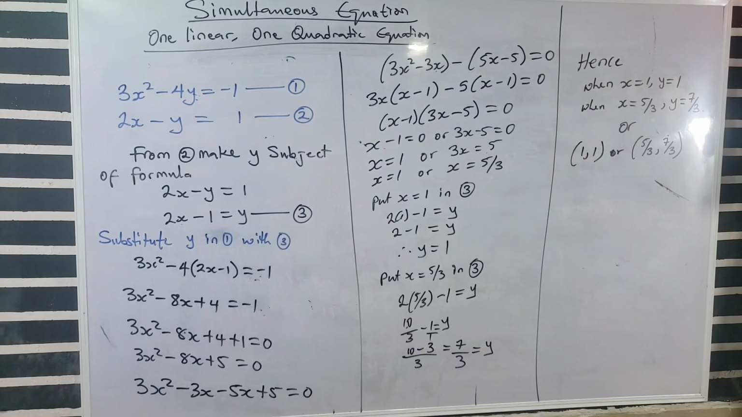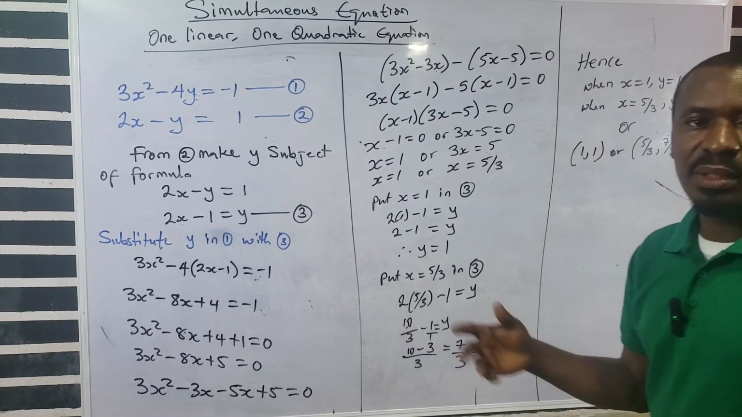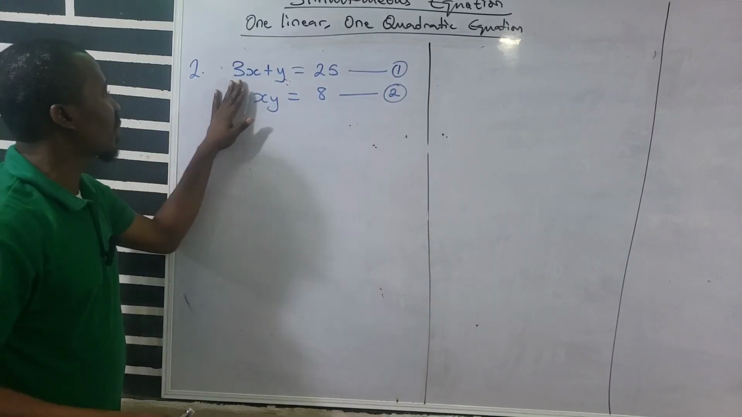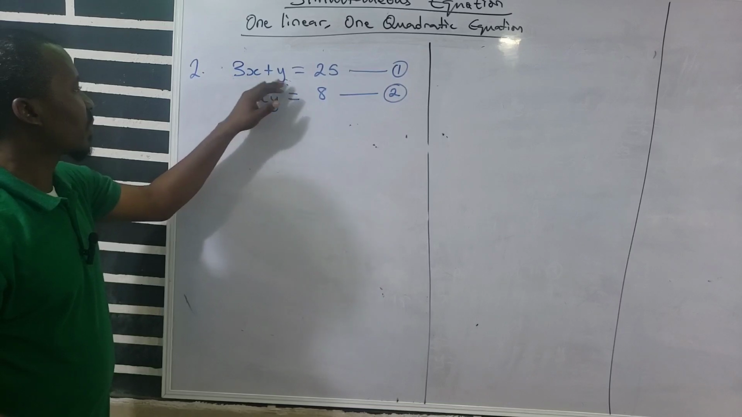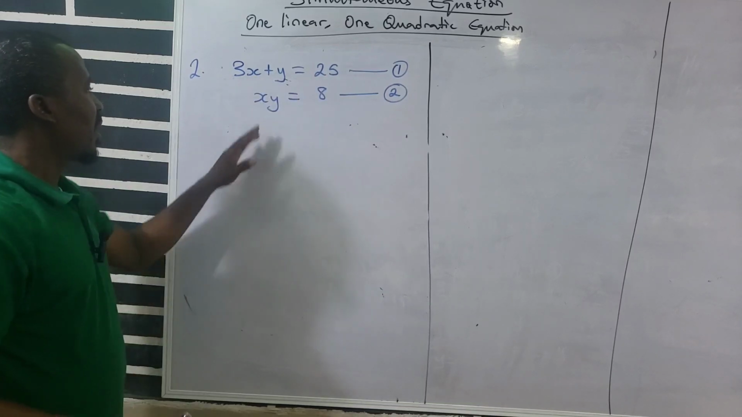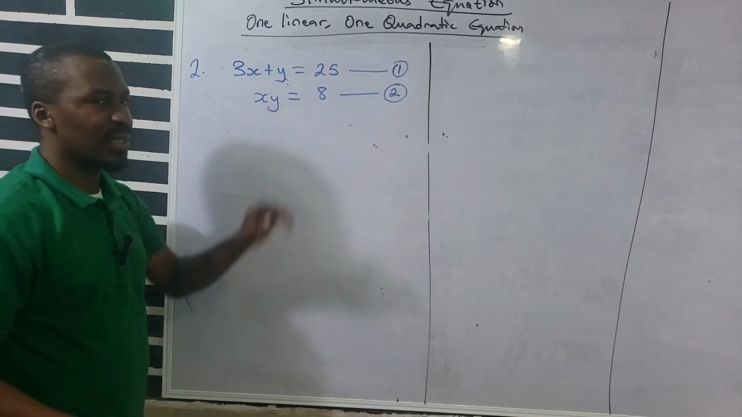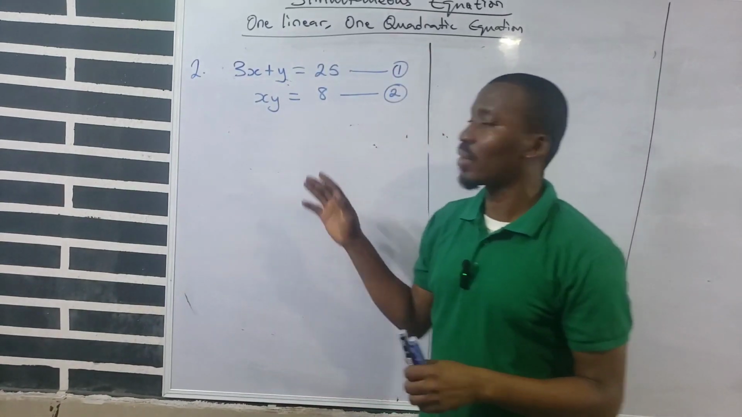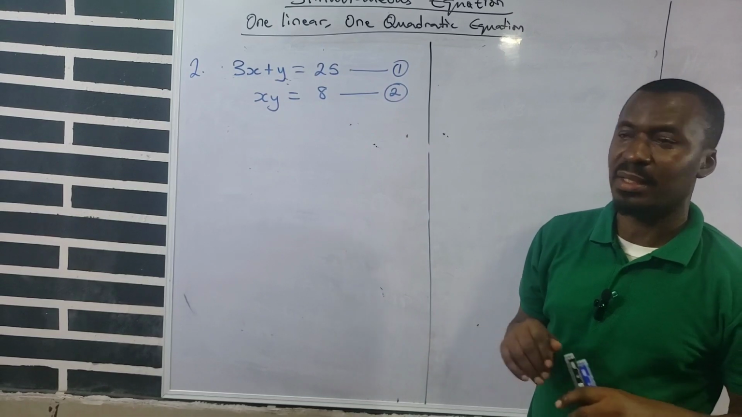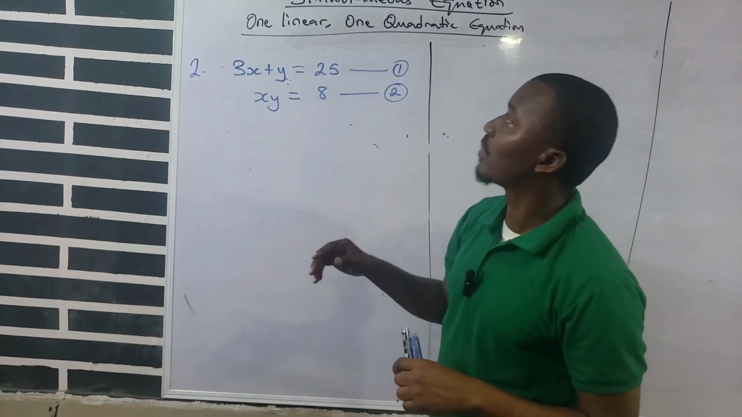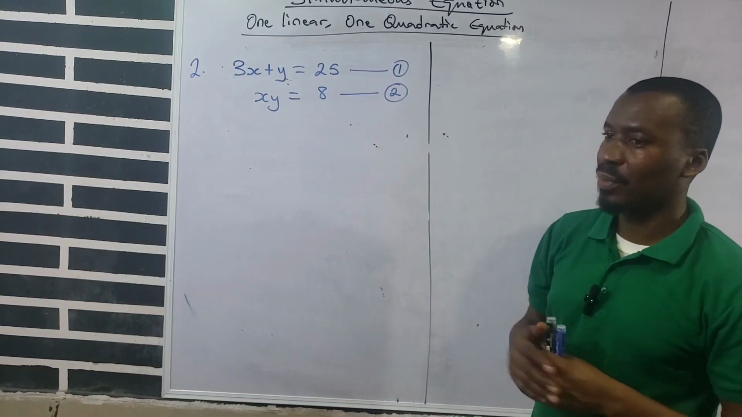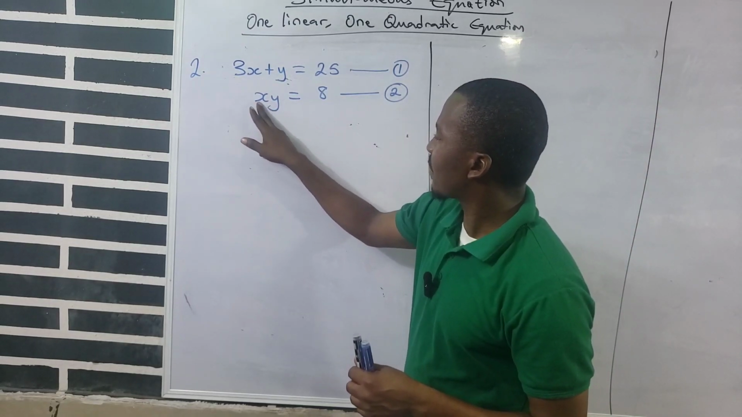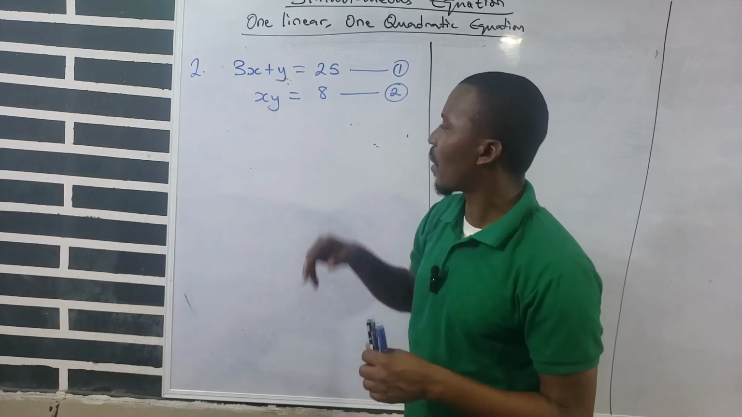Number 2 might look a little bit different from this one. Look at the kind of question we have here. 3x plus y equals 25 and xy equals 8. Now, if you are not careful, you might think that this question does not have any quadratic in it because there is no variable that is raised to power 2, okay? But x times y represents our quadratic.